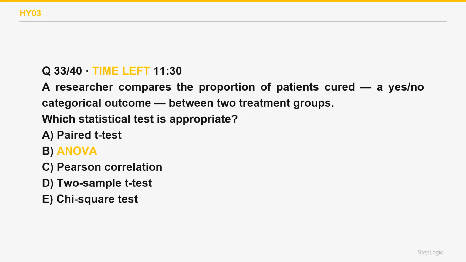Which statistical test is appropriate? A researcher compares the proportion of patients cured, a yes/no categorical outcome, between two treatment groups. Read the command. The test for comparing proportions. Categorical outcomes call for chi-square.